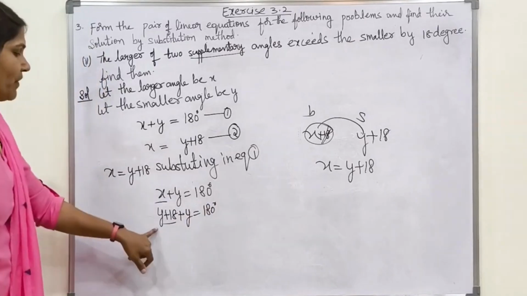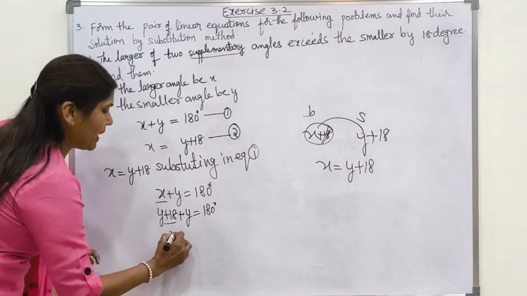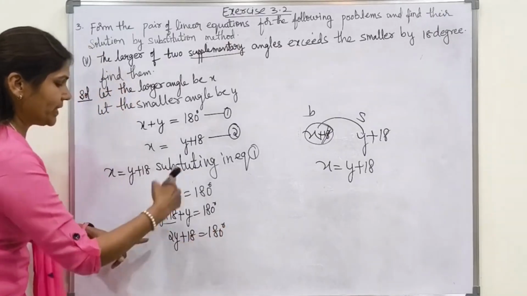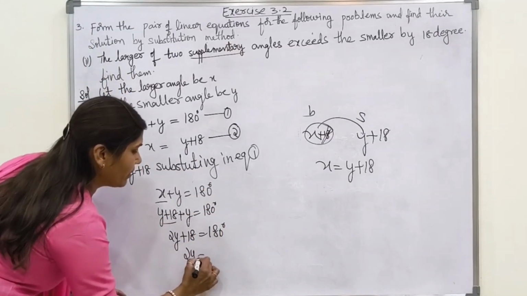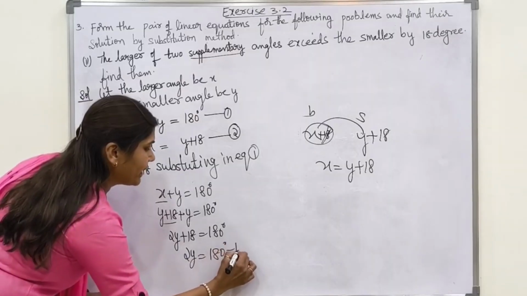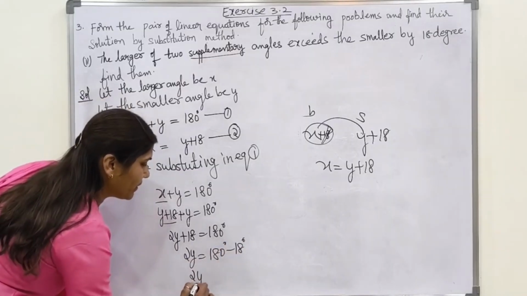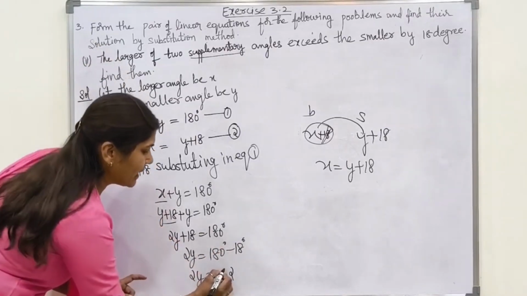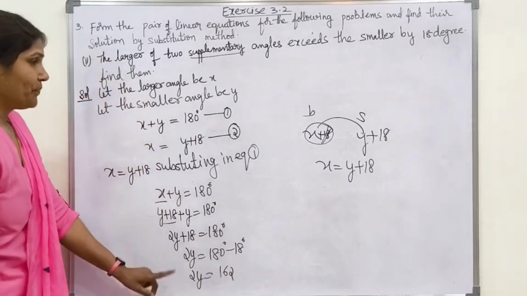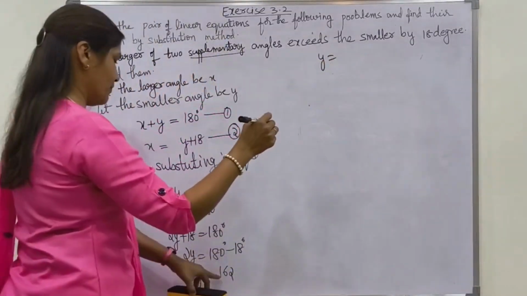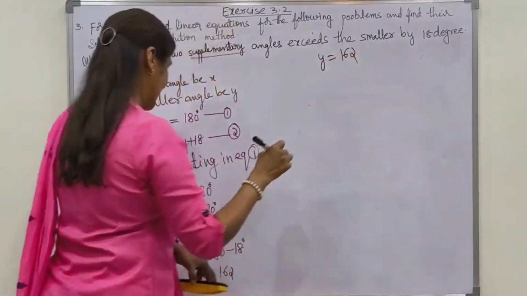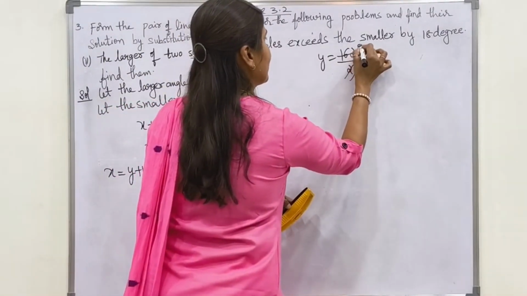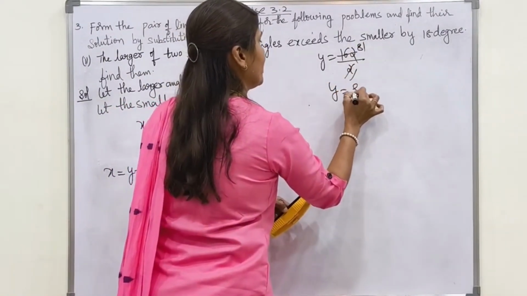Now we will simplify. y plus y, how much? 2y. 2y plus 18 is equal to 180 degrees. This 18 you send that side. 2y is equal to 180 degrees minus 18 degrees. So 2y is equal to 162 degrees. So y is equal to 162 divided by 2. 2 ones are 2, 2 eights are 16, 2 ones are 2. y is equal to 81.